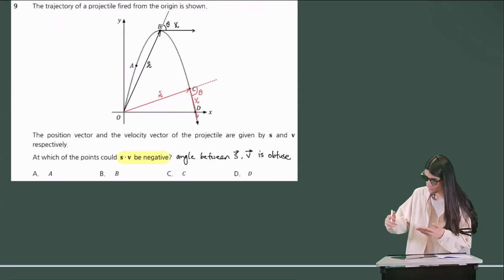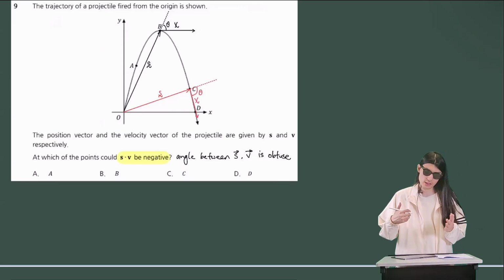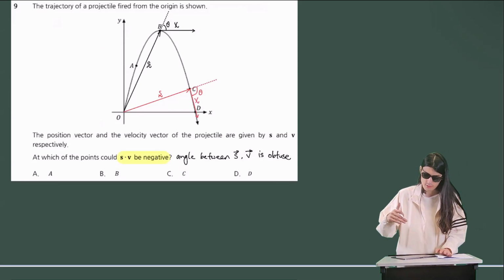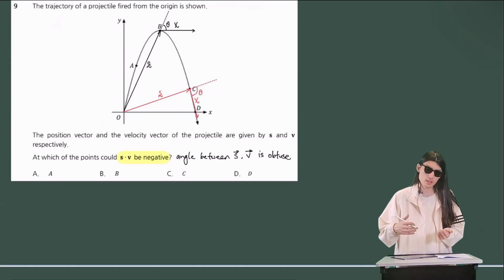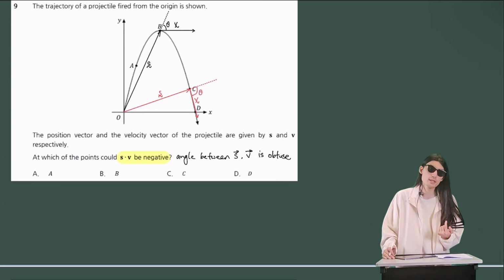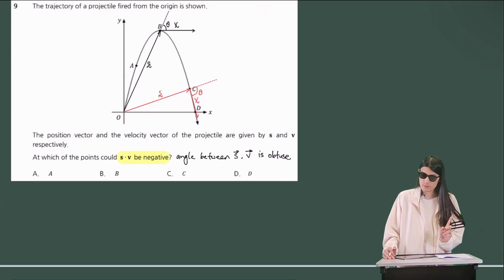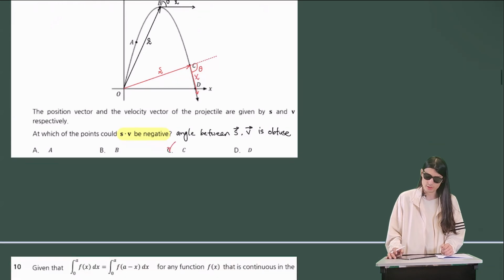Okay, if you draw similar vectors for the other points, all 4 points A, B, C, D, you will realize that for points A, B, and D, the angle between S and V has to be acute. It is only at point C, in other words, it is only when the projectile is at C, that the angle between S and V could potentially be obtuse. Okay, so therefore, C is your answer.